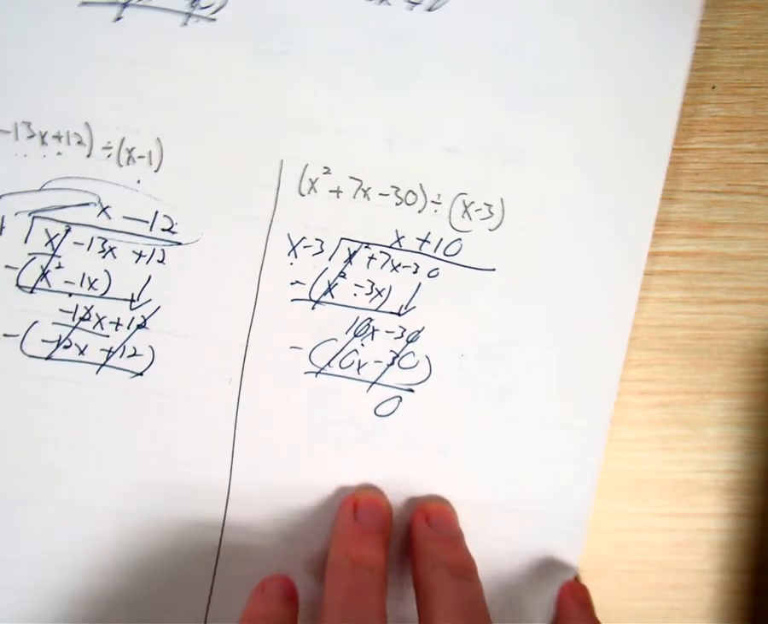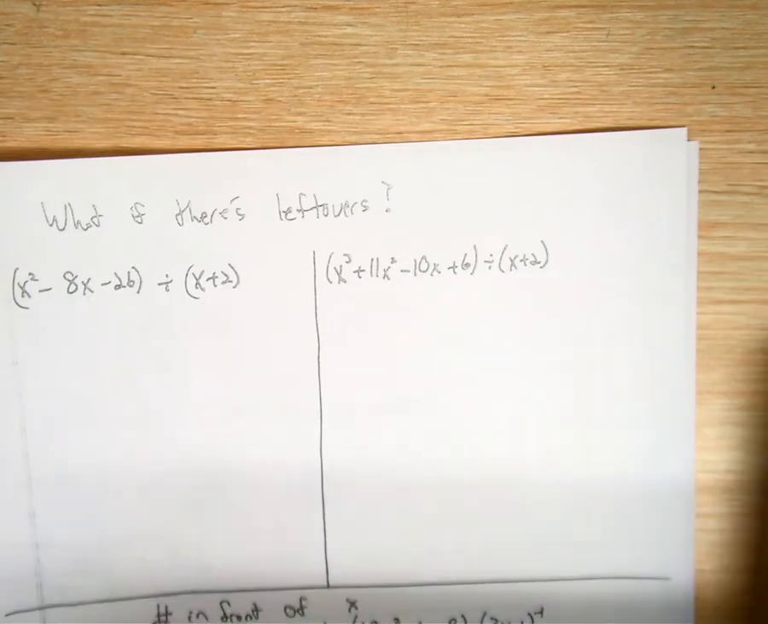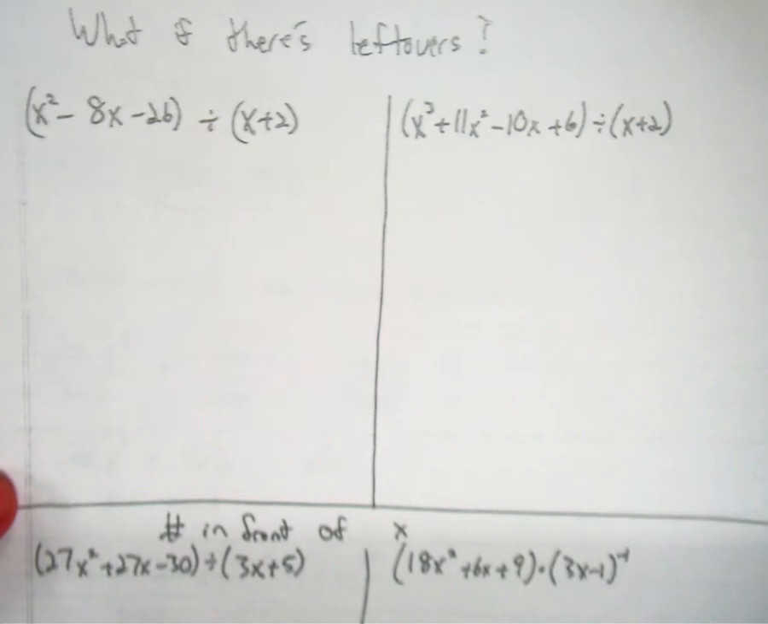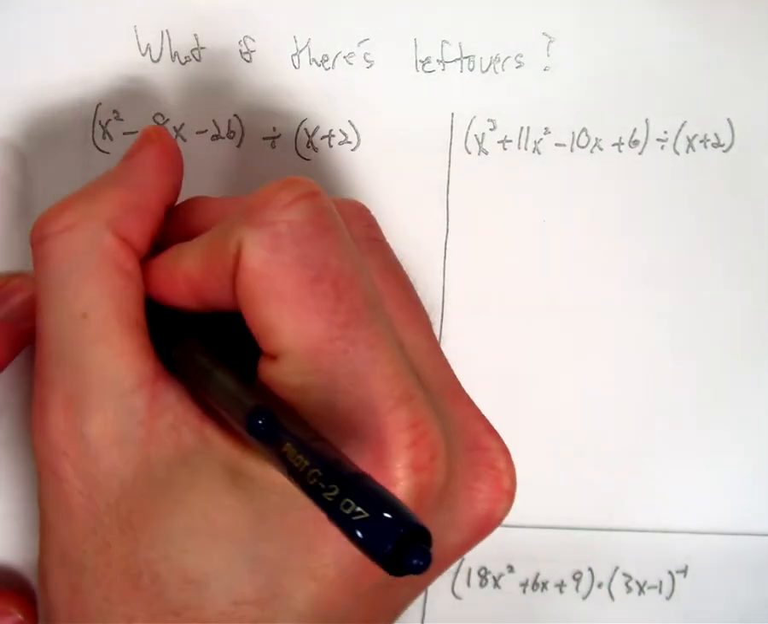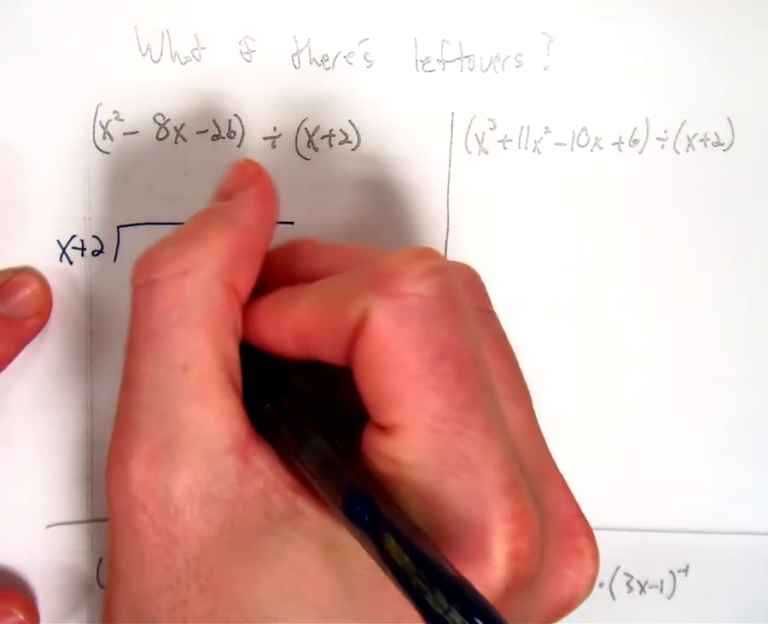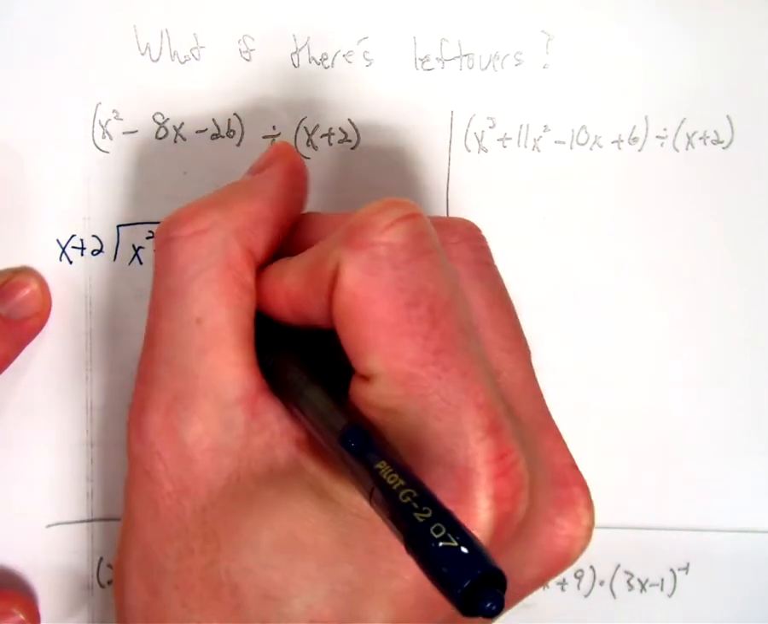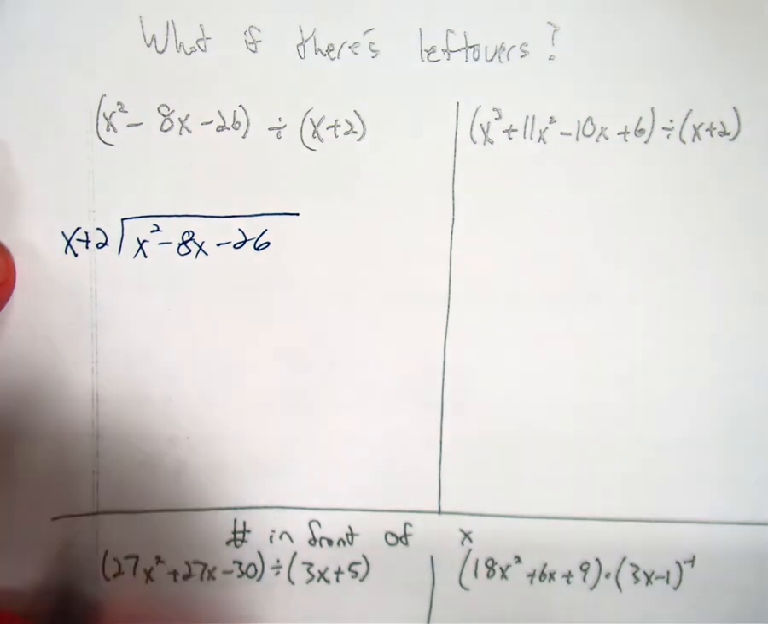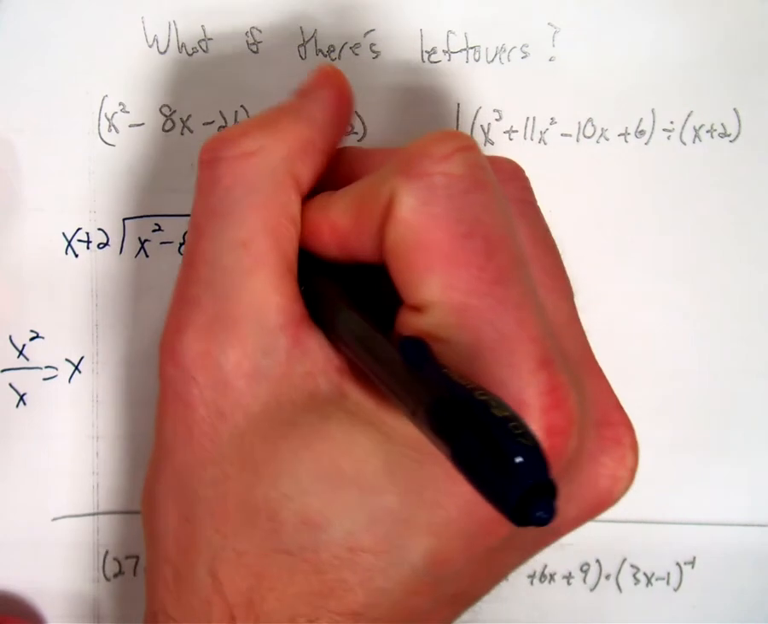Okay, let's see if we can apply that pattern to something a little bit more difficult. For example, what if there's leftovers, there's something left at the end, remainders? How do we deal with that? So we're taking x plus 2 into x squared minus 8x minus 26. Okay, comparing our fronts, x squared over x equals x.